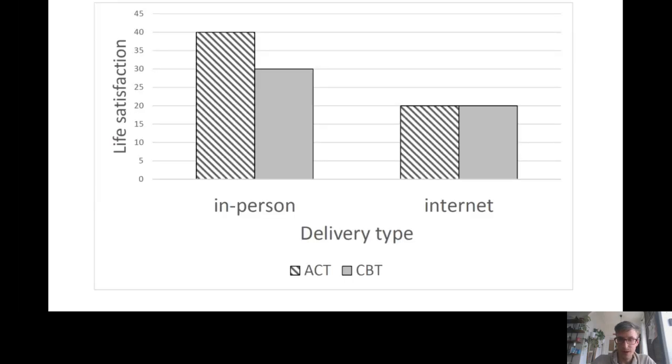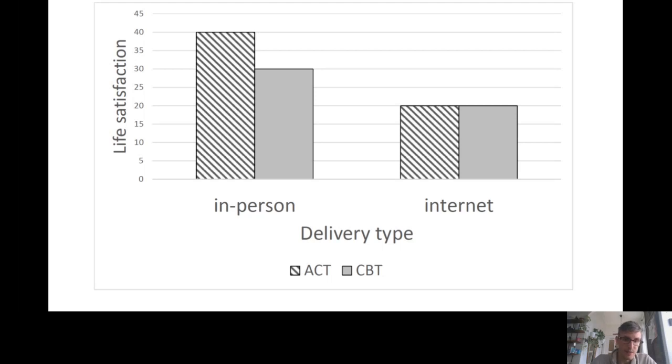So here, if we take the average of the in-person delivery bars and the average of the internet-based delivery bars, and compare them together, we would say that in-person delivery is better than internet-based delivery if we disregard therapy type.